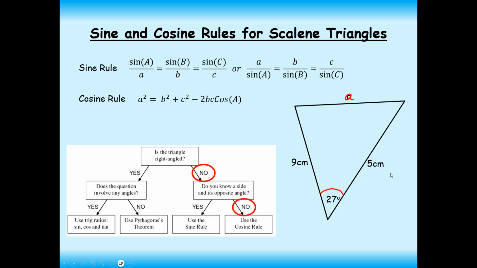So we're gonna use the cosine rule. So how do we use it? Well, the cosine rule is straightforward. It's written here: a squared equals b squared plus c squared minus 2bc cos A. Let's call it b or c, it doesn't matter, you can change them interchangeably. So we're gonna say b is 9. So 9 squared plus 5 squared minus 2 lots of 9 times 5 times cos of the angle 27.